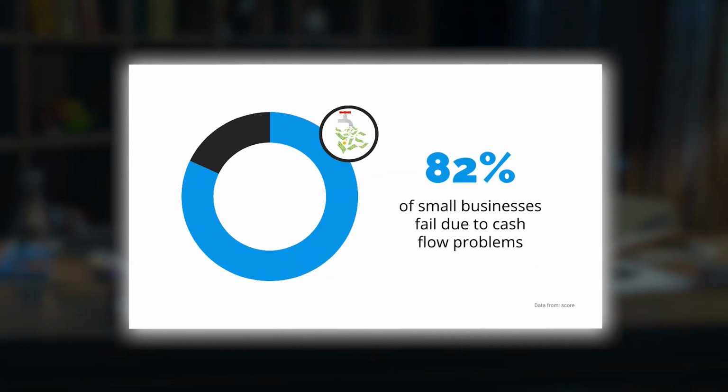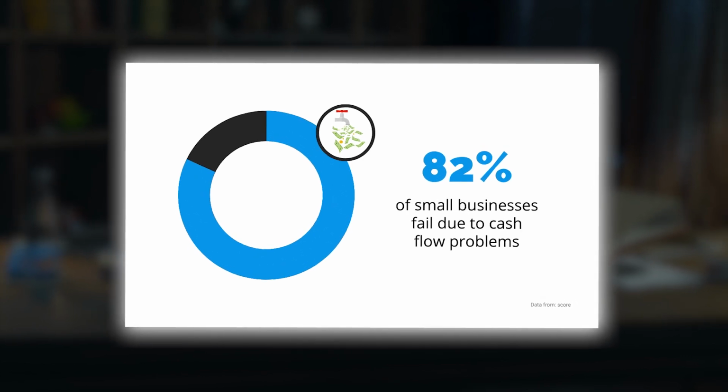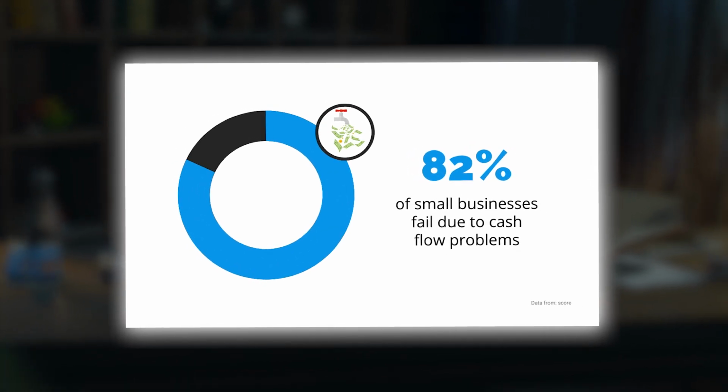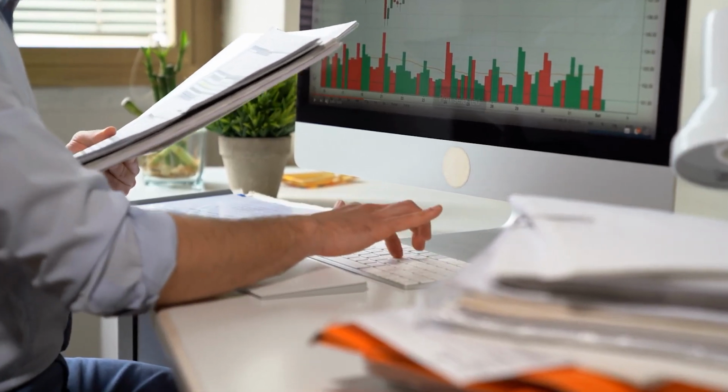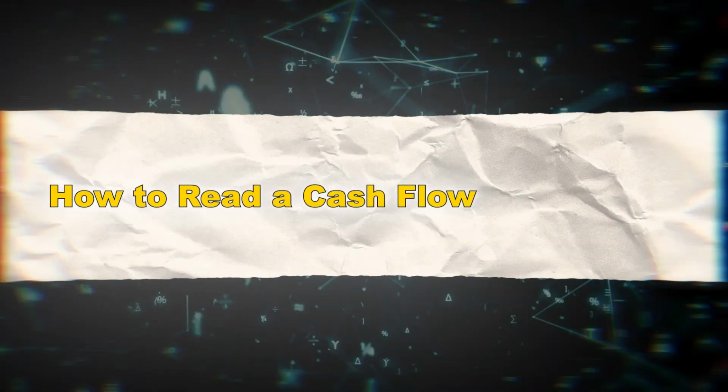In fact, a report from QuickBooks reveals that 82% of business failures are due to poor cash flow management. This statistic alone highlights how crucial it is to understand and monitor your cash flow regularly. How to read a cash flow statement. Understanding a cash flow statement may seem overwhelming, but breaking it down by section can make it clearer.